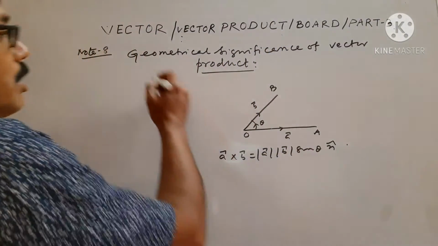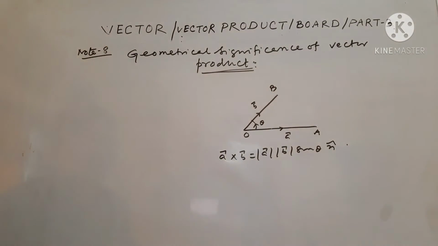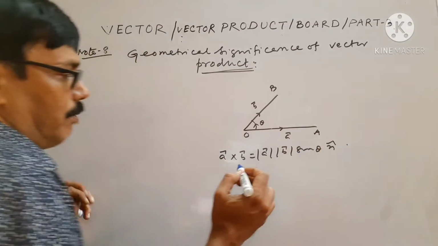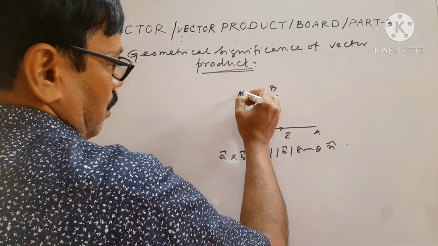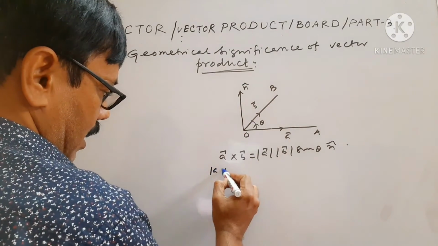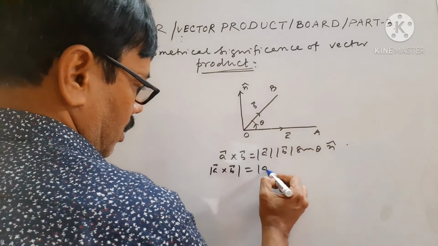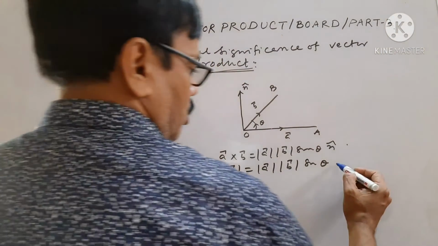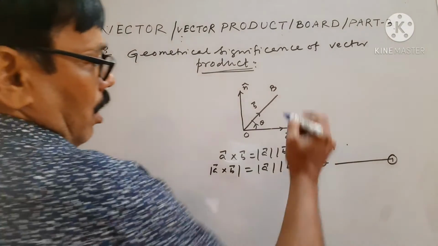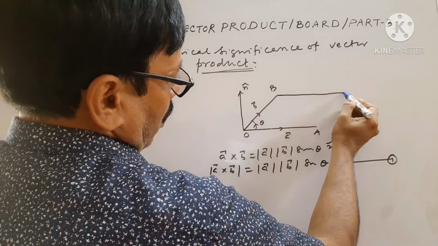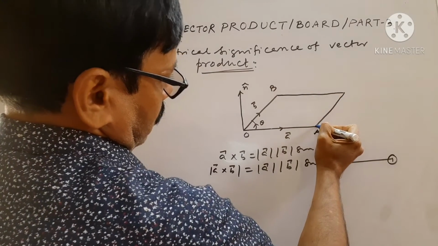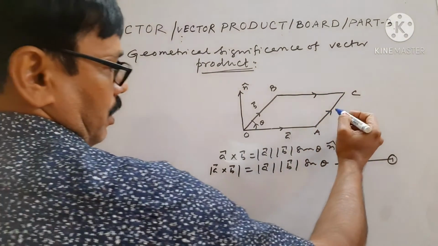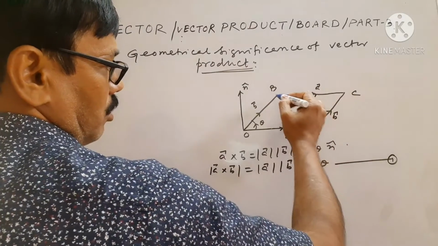Now the geometrical significance of vector product. Now we know A cross B equals magnitude of A, magnitude of B, sin theta into n cap. So to avoid n cap, we can write mod A cross B over mod A mod B equals sin theta. So this is 1. Now draw a parallelogram OACB. So this is B vector, this is A vector.